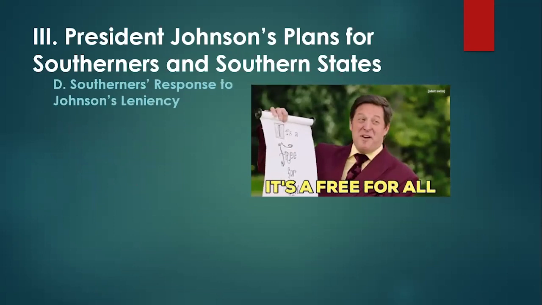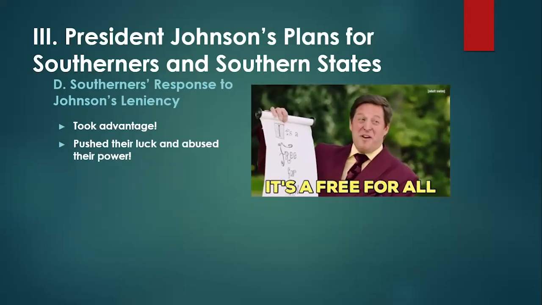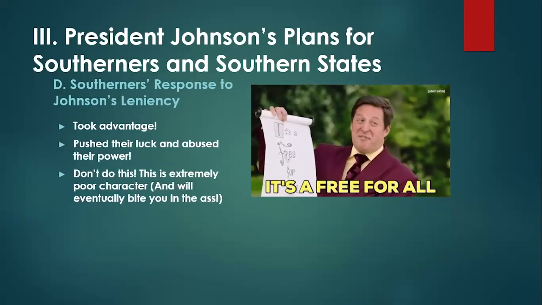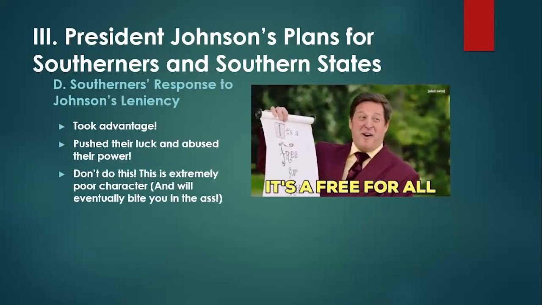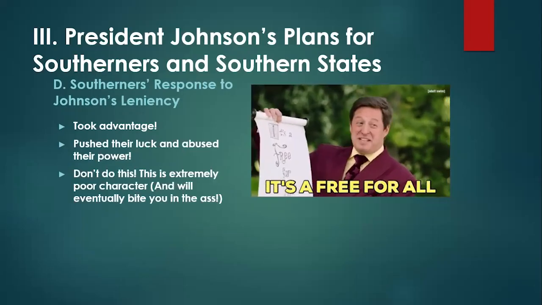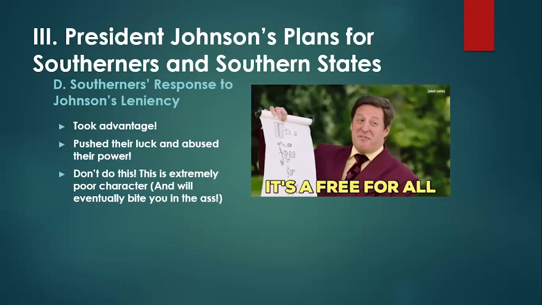And how did the Southerners respond to this leniency? How did the former Confederate states, that is, respond to this leniency? They treated it like a free for all, right? They took advantage. They started pushing their luck and abusing their power. Do not do this. This is extremely poor character. Just because there's not somebody there breathing down your neck telling you what you should or shouldn't be doing doesn't mean you shouldn't make the decision to do the right thing, all right?